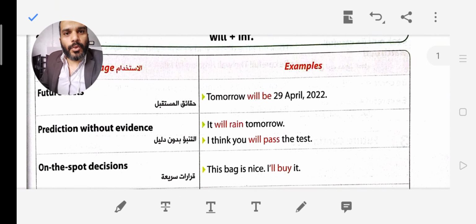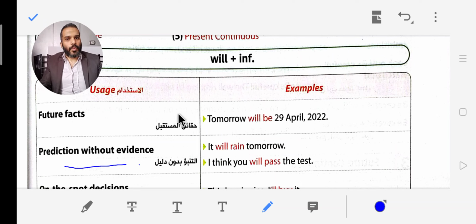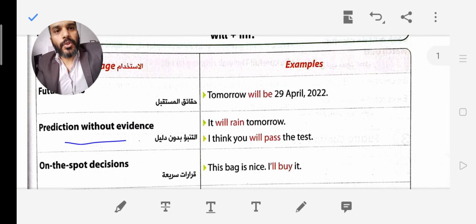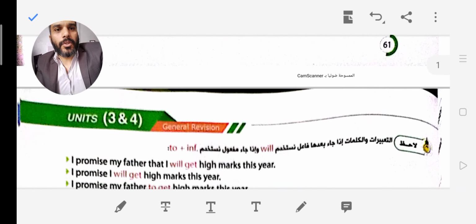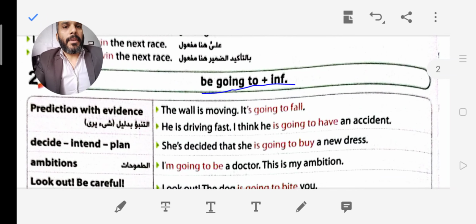Here we say we use will to express prediction without evidence. If you want to predict something but you have no evidence, use will. So if you have evidence, if you want to predict or expect something in the future and you have evidence, use be going to. Don't use will. If you want to make a prediction with evidence, use be going to.